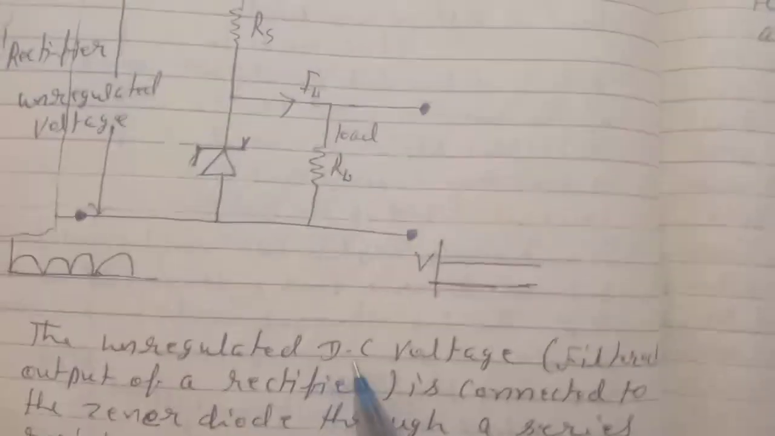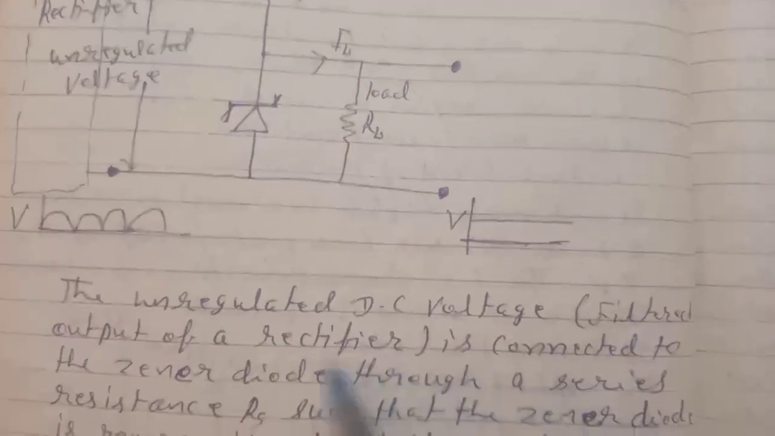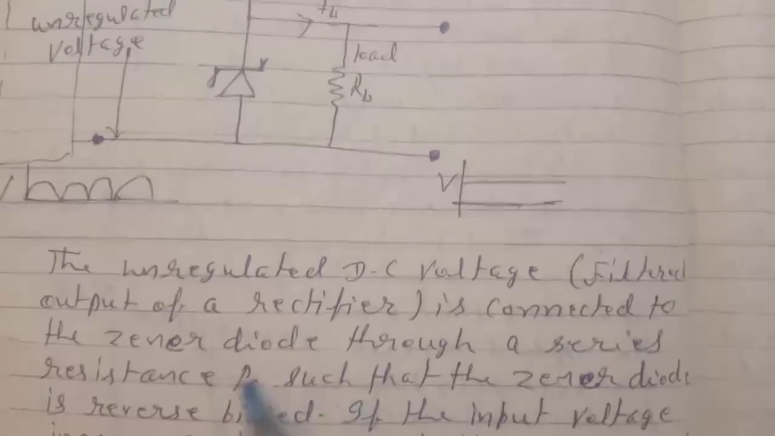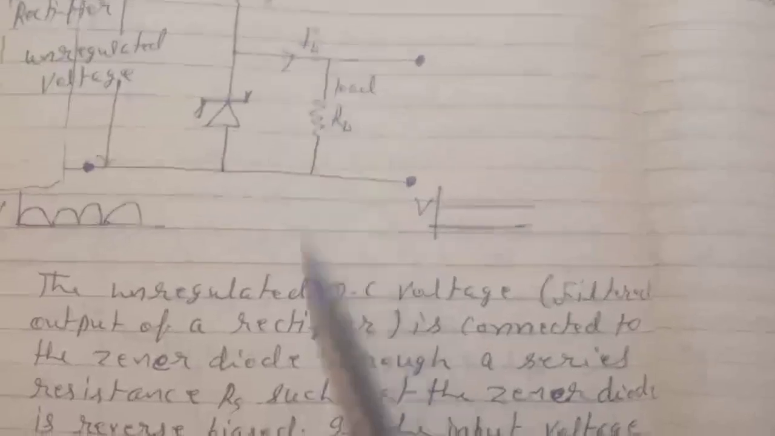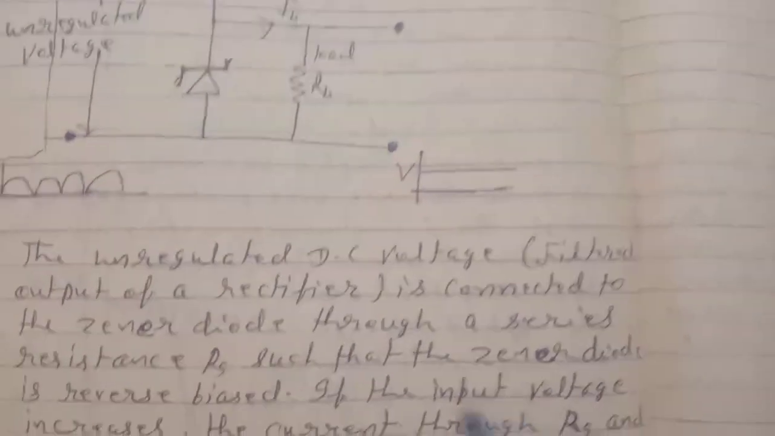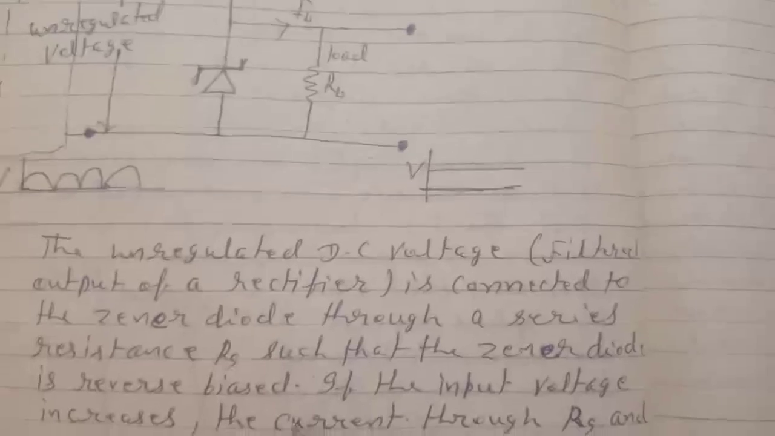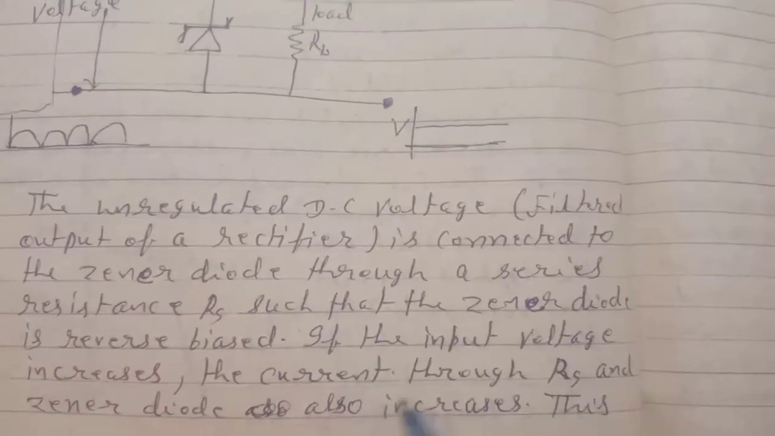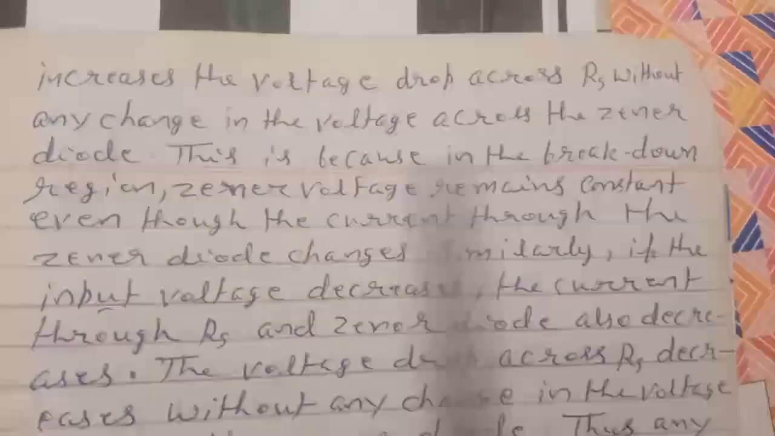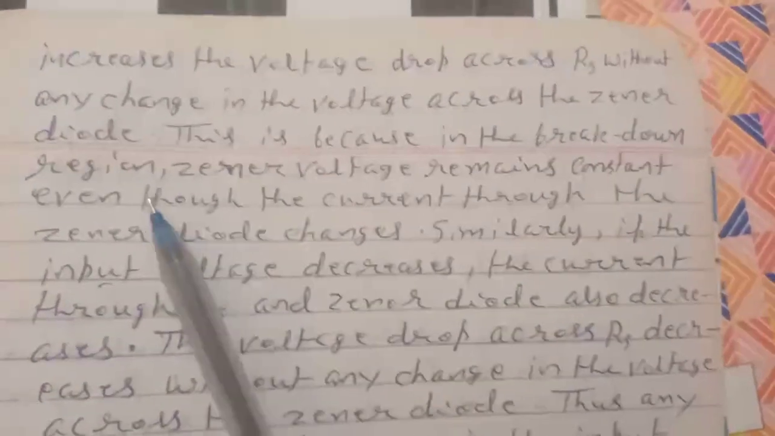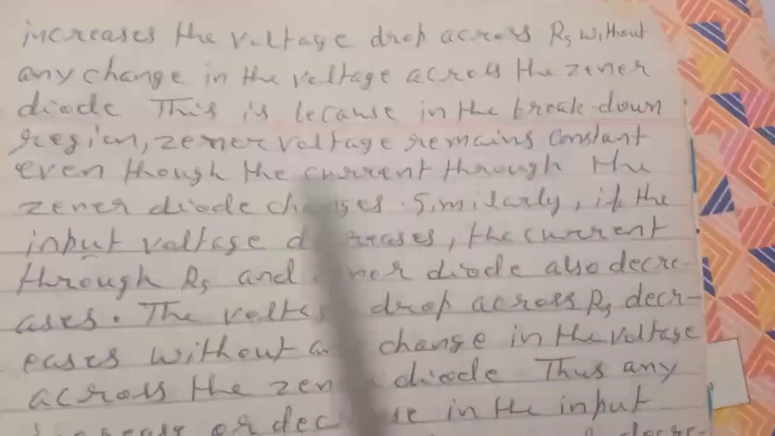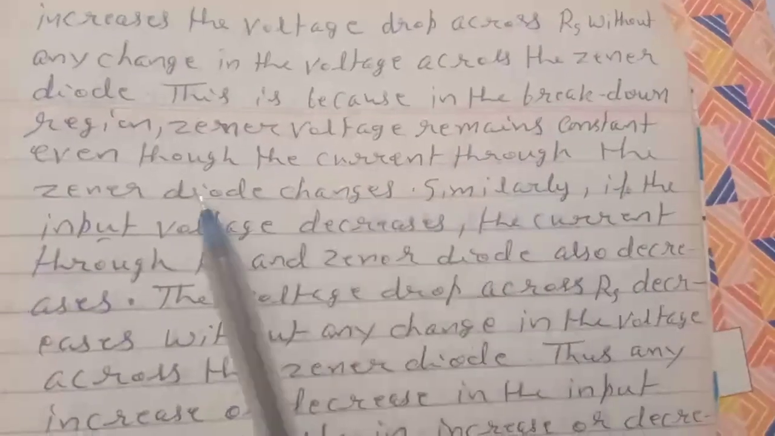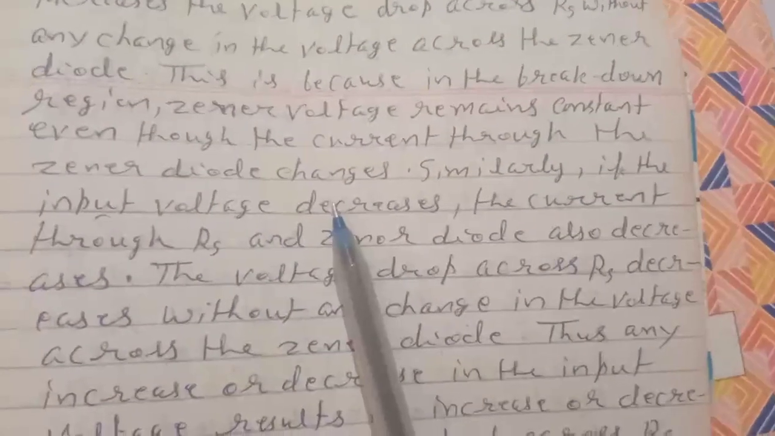The unregulated DC voltage, the filtered output of a rectifier, is connected to the zener diode through a series resistance Rs, such that the zener diode is reverse biased. If the input voltage increases, the current through Rs and the zener diode also increases. This increases the voltage drop across Rs without any change in the voltage across the zener diode. This is because in the breakdown region, zener voltage remains constant even though the current through the zener diode changes.